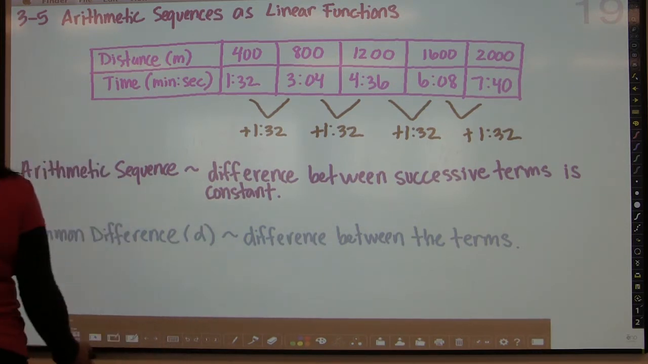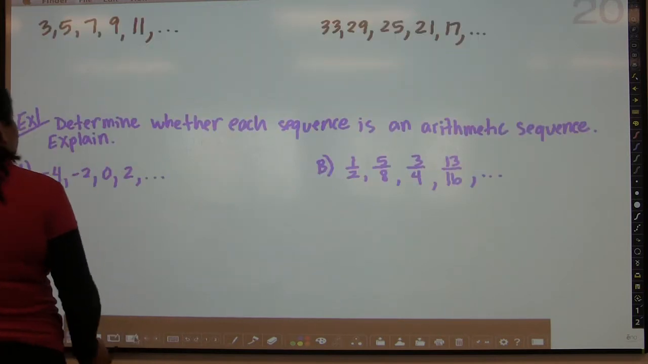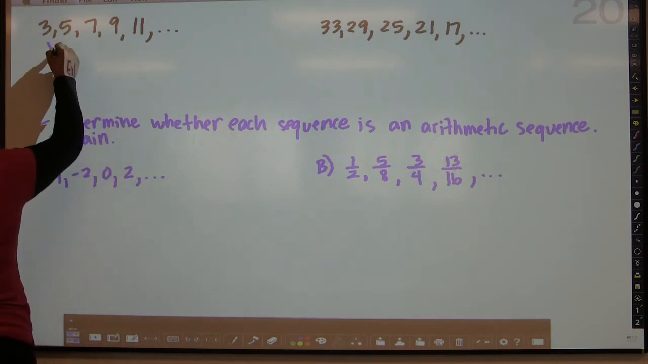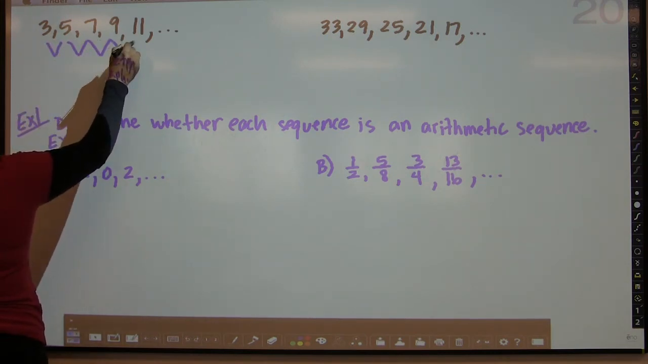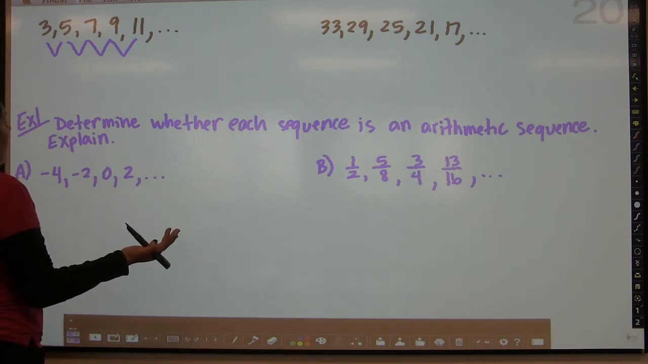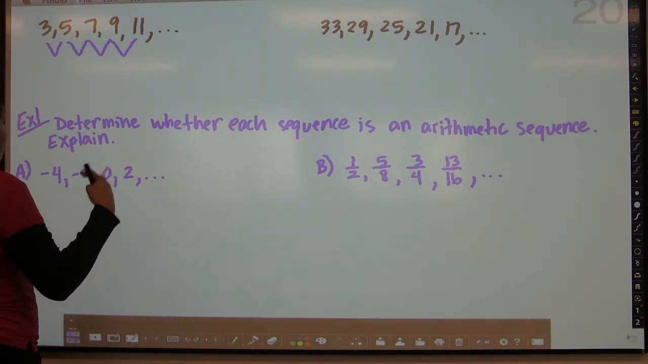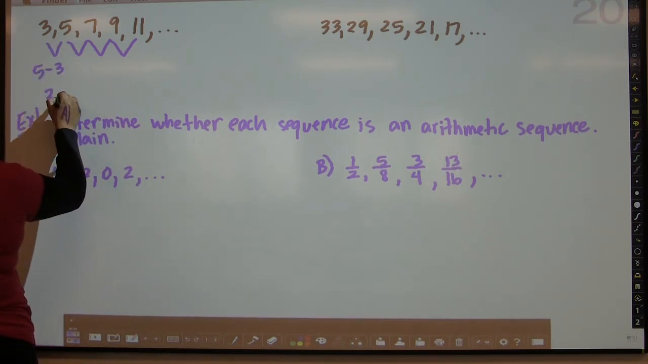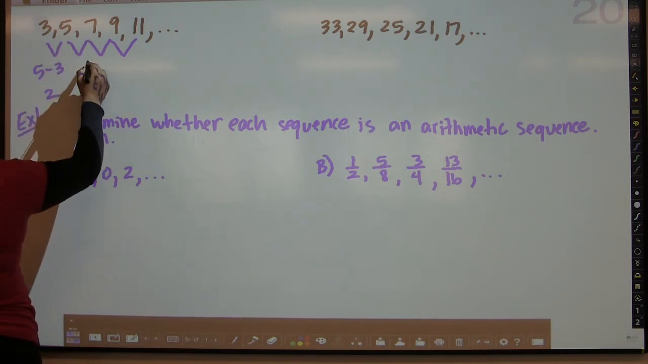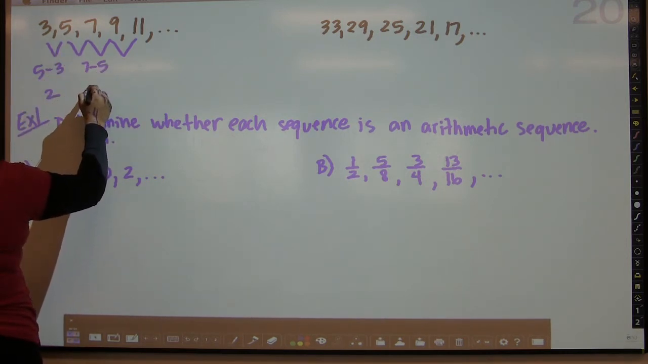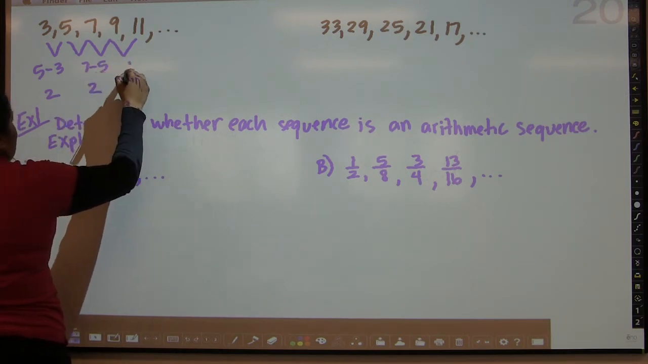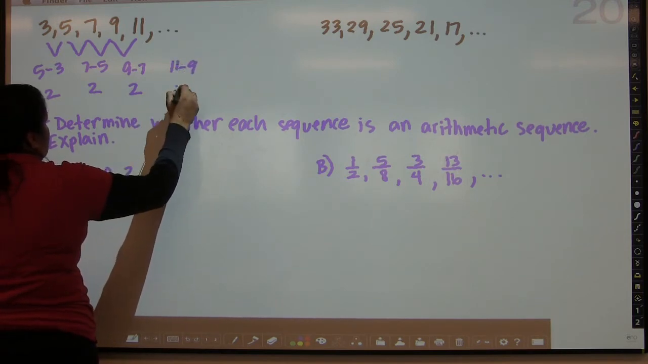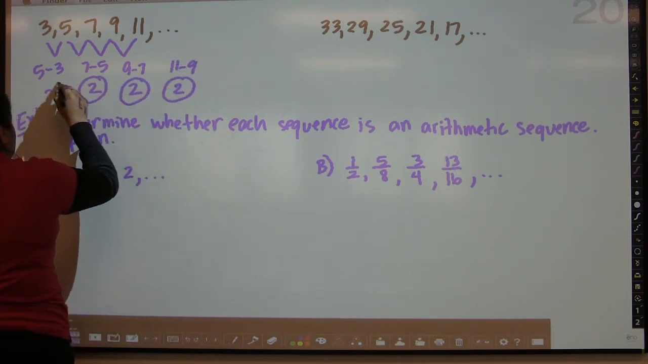Okay, so we want to show you some examples of how this works up here. I have a couple of sequences here. And again, we can find the common difference by just subtracting the previous term from the next term. In other words, I'm going to start here with 5 and subtract 3 and get 2. In the case of the 7 and the 5, I'm going to go 7 minus 5, and I'm going to get 2. Then I'm going to go 9 minus 7, and that's going to be 2. And 11 minus 9 is also 2. Which is why we call it the common difference.